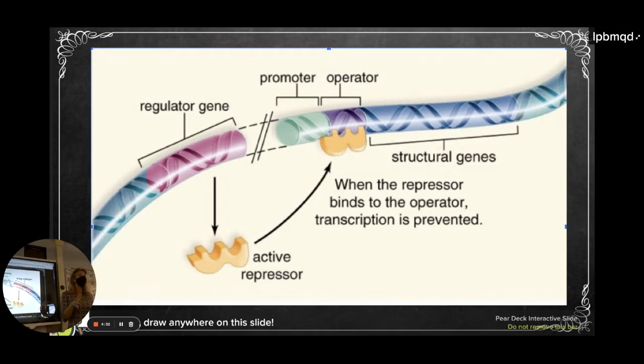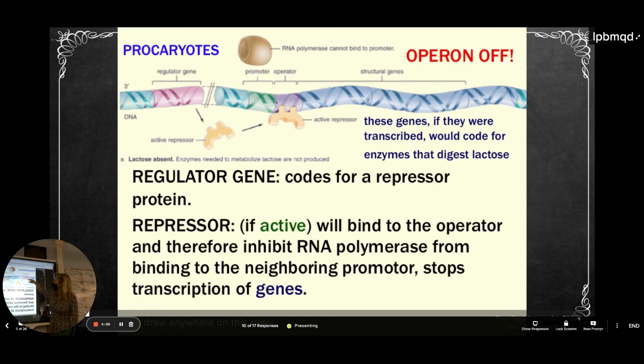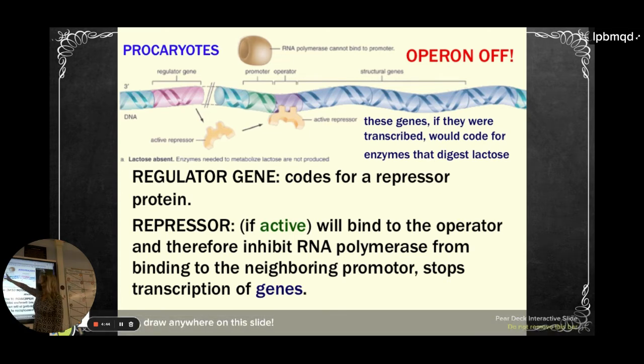Okay, so that's the premise. Let's see how it gets changed. Here in this case, you can see the regulator gene. We've got an active repressor. It's binding to the operator. As such, RNA polymerase cannot bind to the promoter. These structural genes are turned off in essence. It's like the light switch is off.